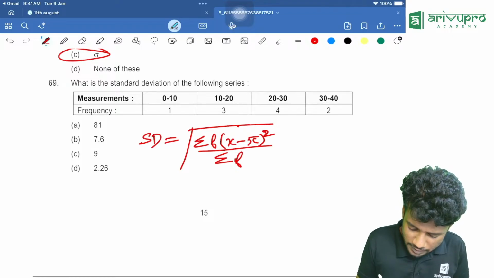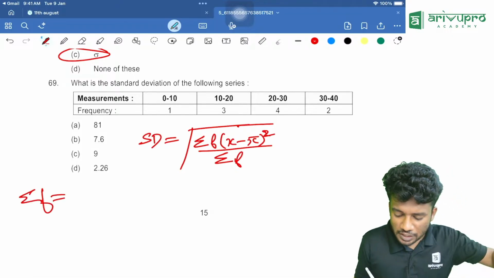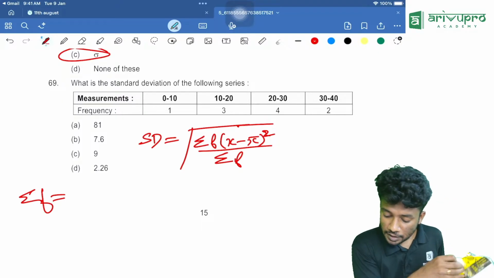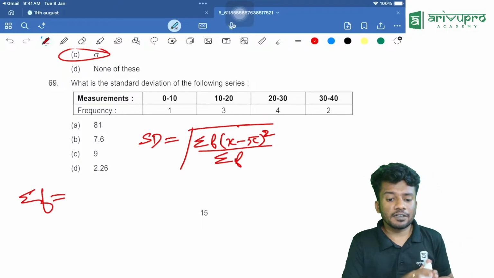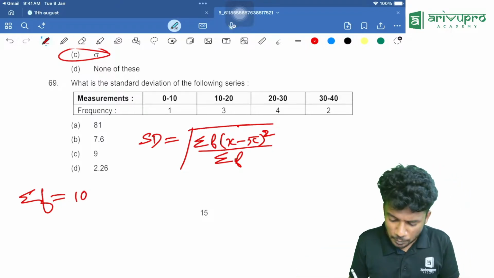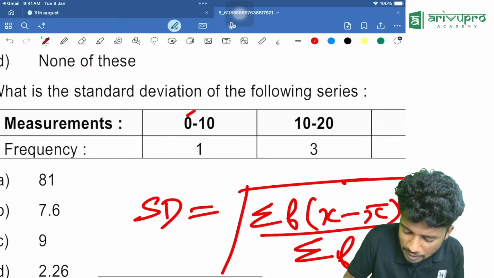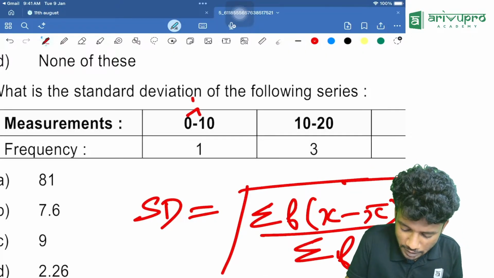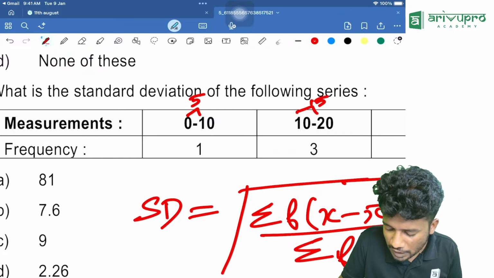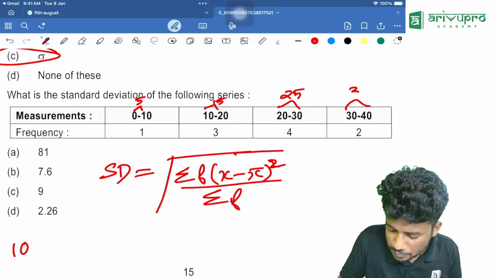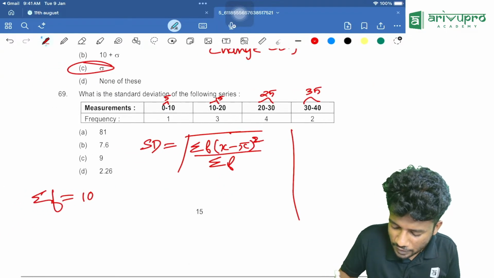Now, you tell me what is sigma f over here. Sigma f is equal to 1 plus 3 plus 4 plus 2, that is nothing but 10. Sigma f is equal to 10. Now we need to find x bar. How to find x bar? We need to find the mid values. How much is the mid value of 0 and 10? 0 plus 10 by 2, that is 5. Then 15, 10 plus 20 divided by 2 is 15. Then 25. Then 35.